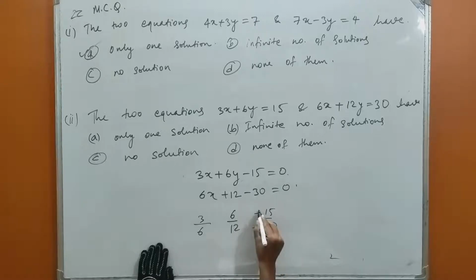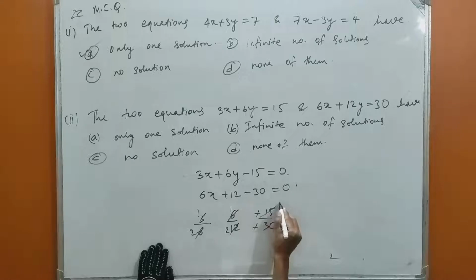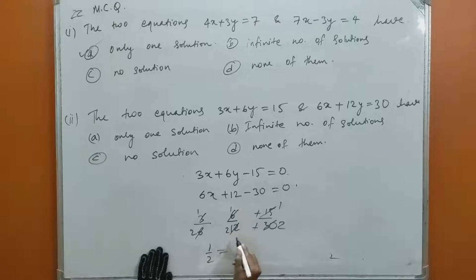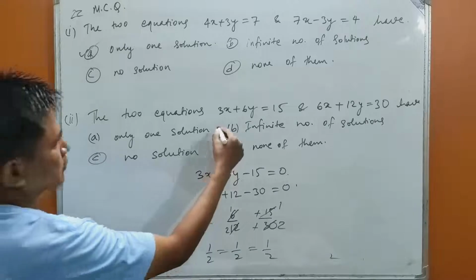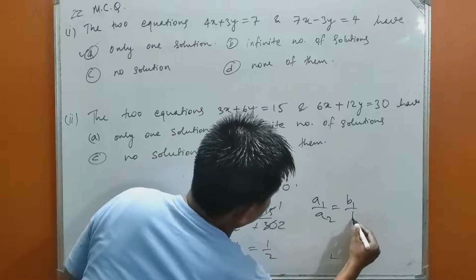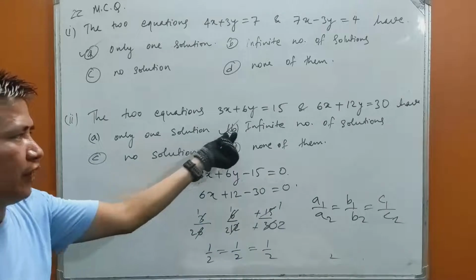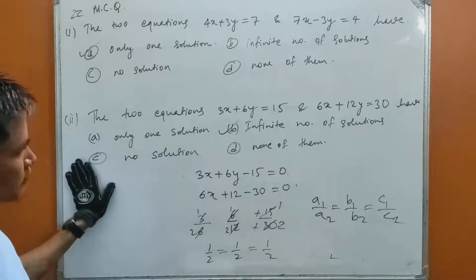Minus and minus can be cancelled. 3 1s are 3, 3 2s are 6, 1 upon 2. 6 1s are 6, 6 2s are 12, 1 upon 2. 15 1s are 15, 15 2s are 30. So this is 1 upon 2 equal to 1 upon 2 equal to 1 upon 2. So A1 by A2 equal to B1 by B2 equal to C1 by C2, isn't it? That means infinite number of solutions. If A1 by A2 equal to B1 by B2 equal to C1 by C2, then they will have infinite number of solutions.